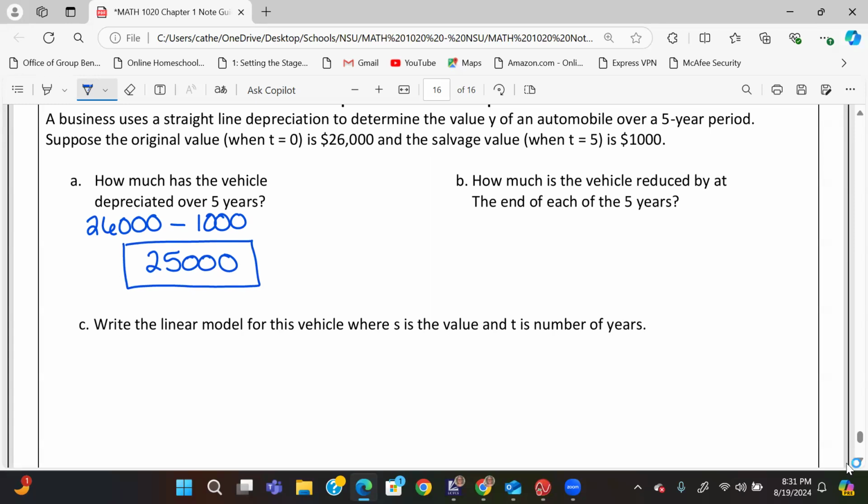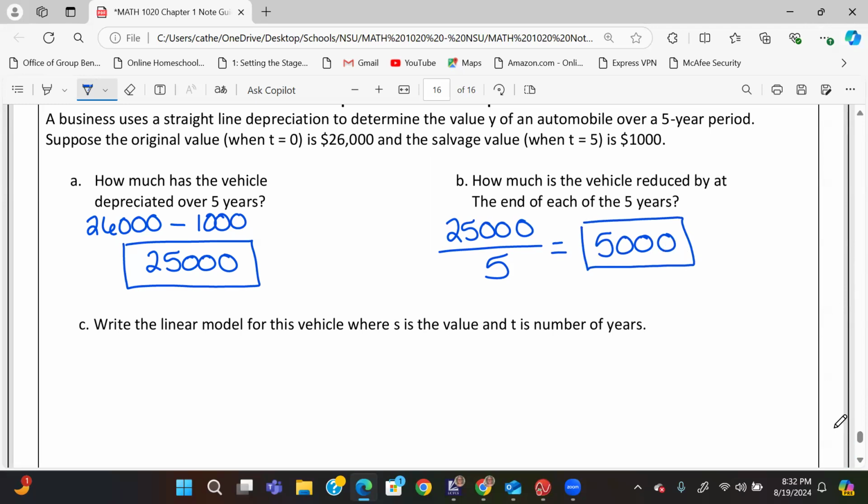How do you determine how much value it's lost each year? Okay, so we're going to take the total value, divide it by the number of years. So 25,000 divided by 5 is 5,000. So it's lost $5,000 each year. Now they want a linear model, so they want the equation. They use the word model when we talk about word problems sometimes.